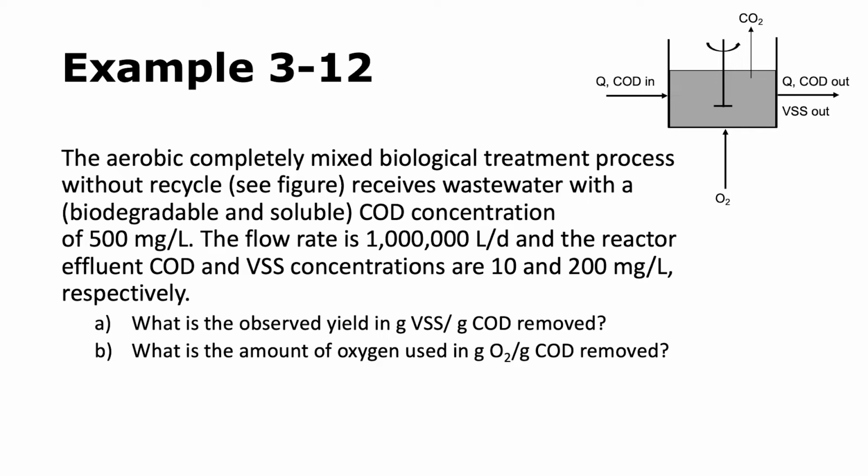This treatment process is receiving wastewater with a COD concentration of 500 milligrams per liter. The flow rate is 1 million liters per day. The reactor effluent has COD and VSS concentrations of 10 milligrams per liter and 200 milligrams per liter, respectively. So part A, what is the observed yield in this system in terms of grams of VSS per gram of COD removed? And part B, what is the amount of oxygen used in this reactor in terms of grams of oxygen per gram of COD being removed?